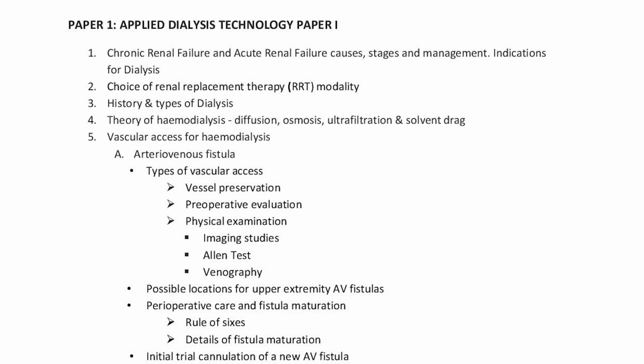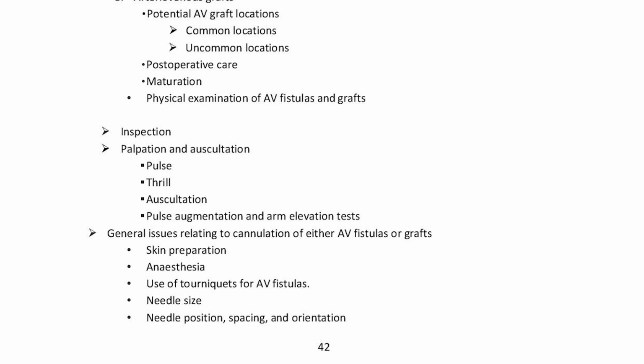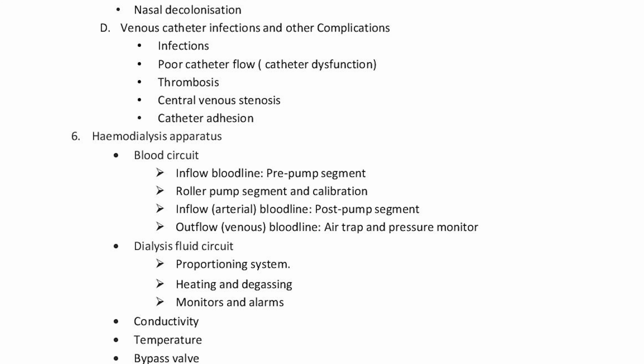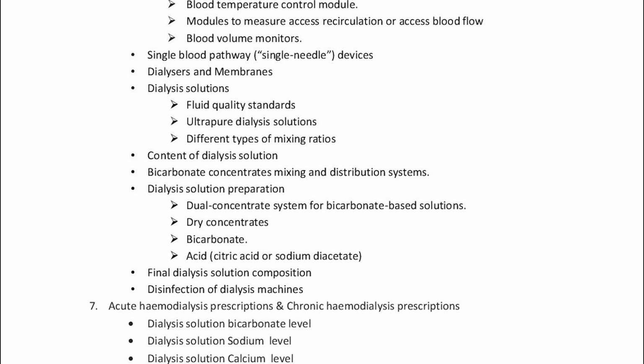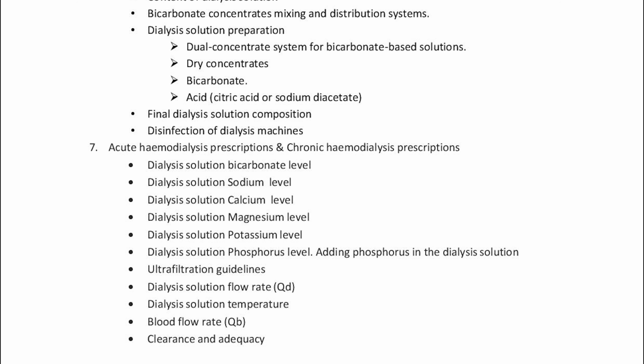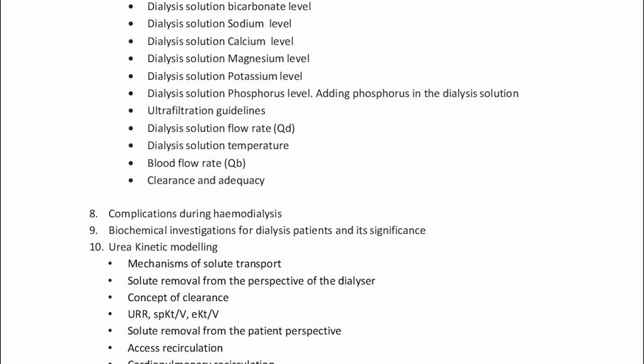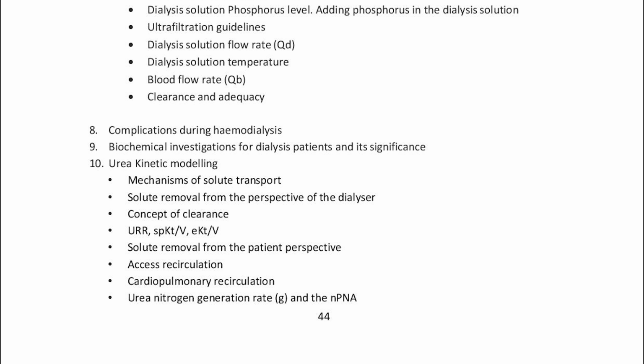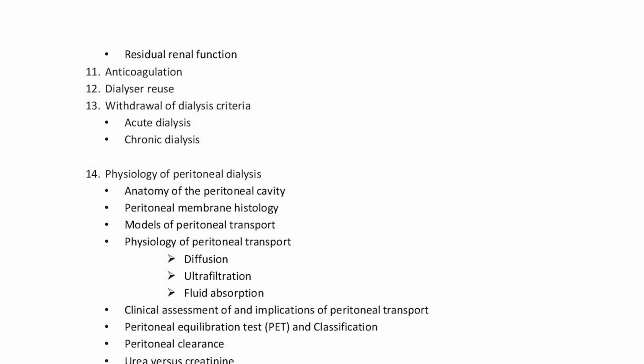3. History and types of dialysis. 4. Theory of hemodialysis, diffusion, osmosis, ultrafiltration and solvent drag. 5. Vascular access for hemodialysis. 6. Hemodialysis apparatus. 7. Acute hemodialysis prescriptions and chronic hemodialysis prescriptions. 8. Complications during hemodialysis. 9. Biochemical investigations for dialysis patients and its significance.